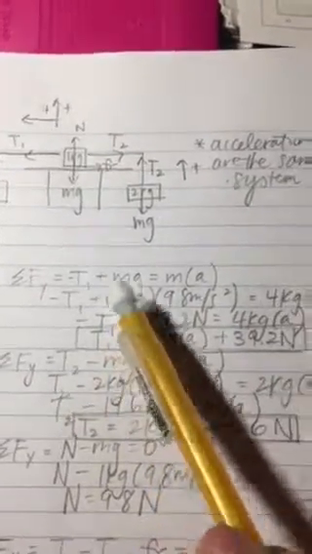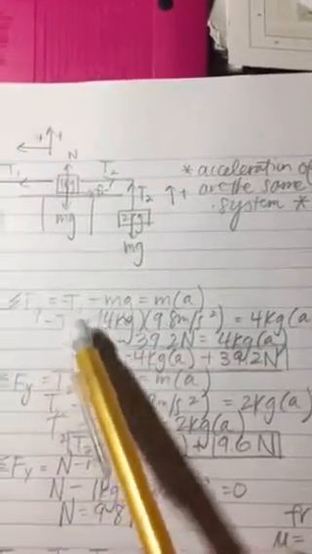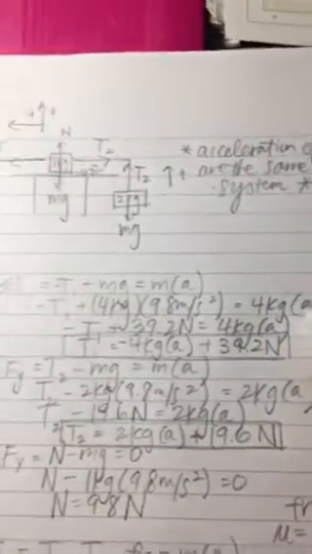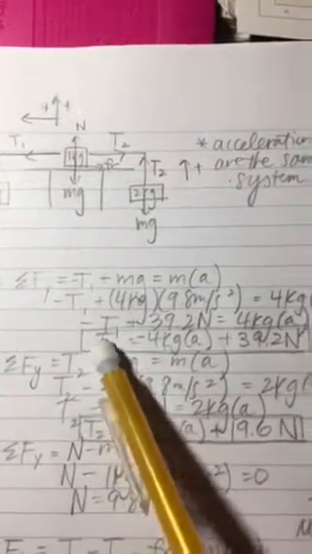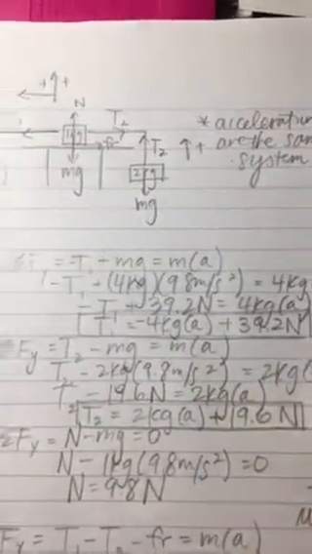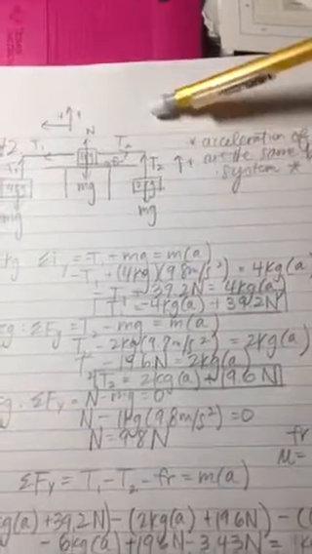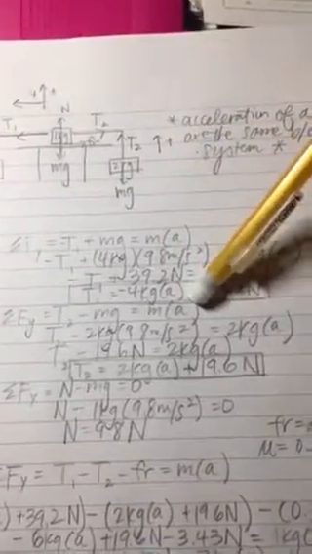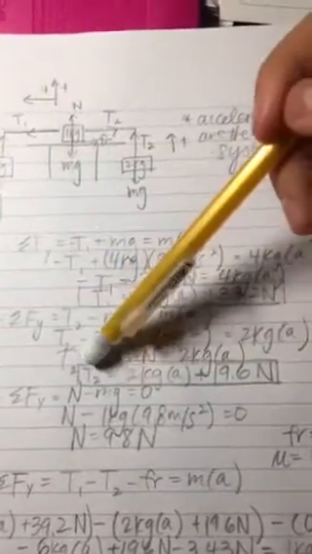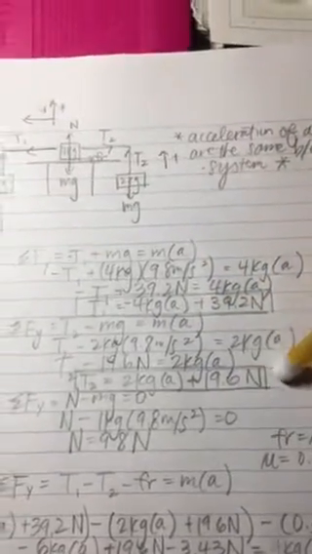But we do know the mass and the acceleration due to gravity. If you plug that in, negative T1 plus 4 kilograms times 9.8 meters per second squared equals 4 kilograms times the acceleration. You get T1 equals negative 4 kilograms times acceleration plus 39.2 newtons. We'll need that later, that's why I boxed it. For the 2 kilogram mass, it is T2 minus mg equals mass times acceleration, because acceleration is up. When you plug everything in, T2 equals 2 kilograms times a plus 19.6 newtons.